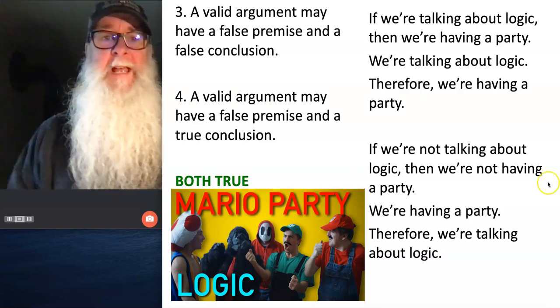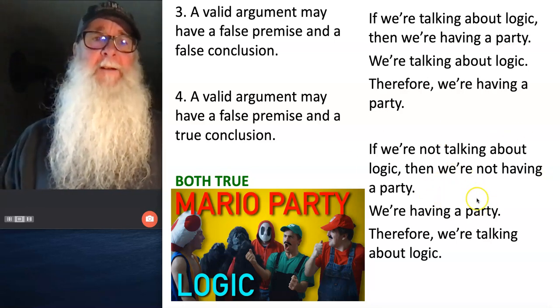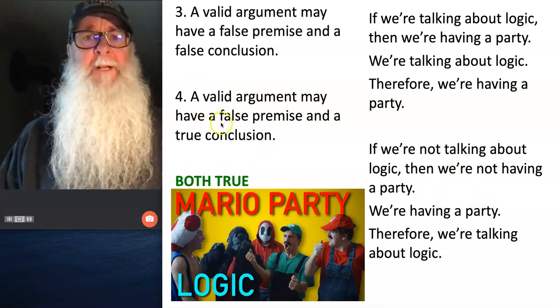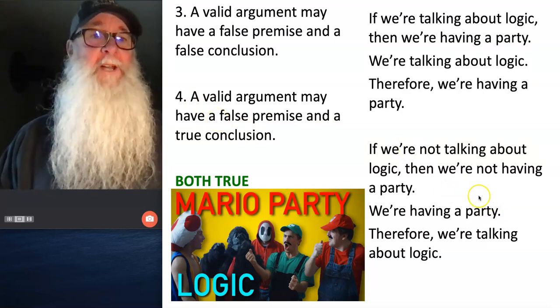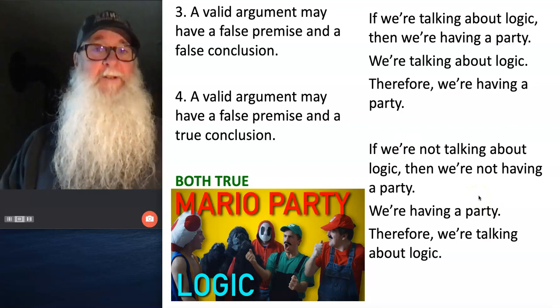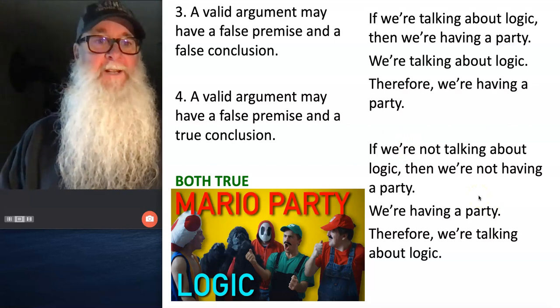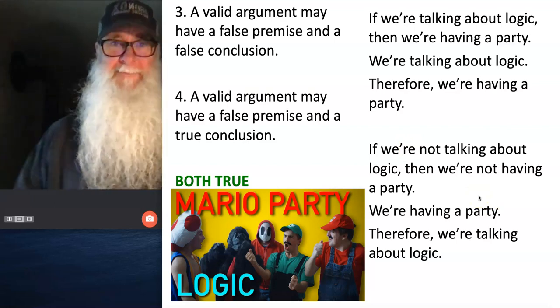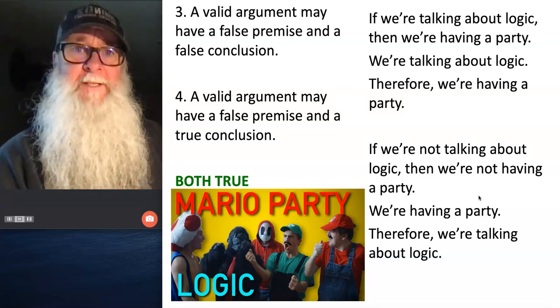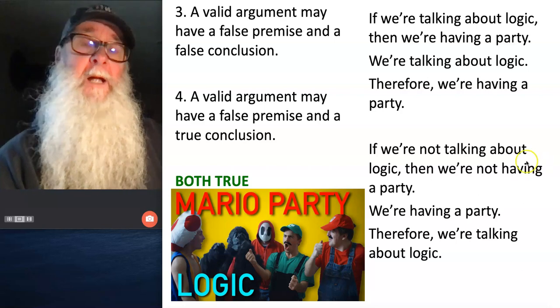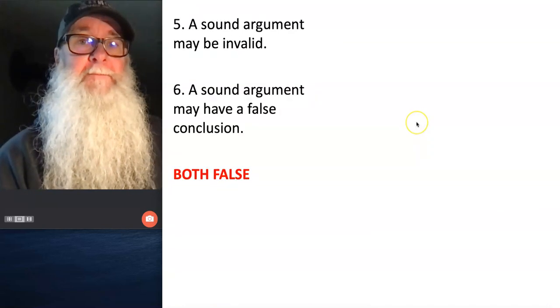And in the second example here, we have an illustration of a valid argument that has a false premise and a true conclusion. If we're not talking about logic, then we're not having a party. We're having a party, therefore we're talking about logic. So we could probably even argue here that both the premises are false, but the conclusion is true. But they're nonetheless both valid arguments.